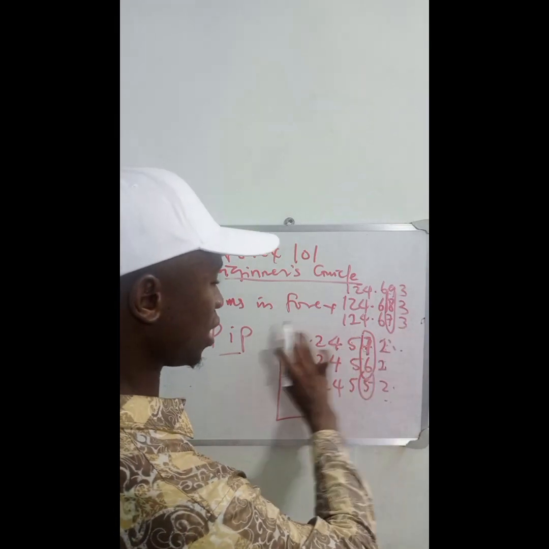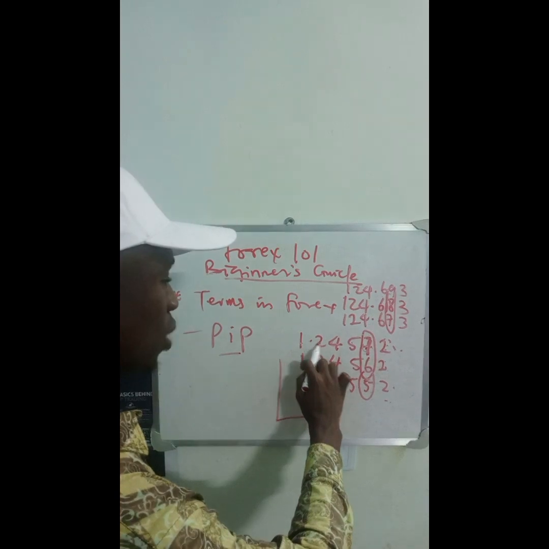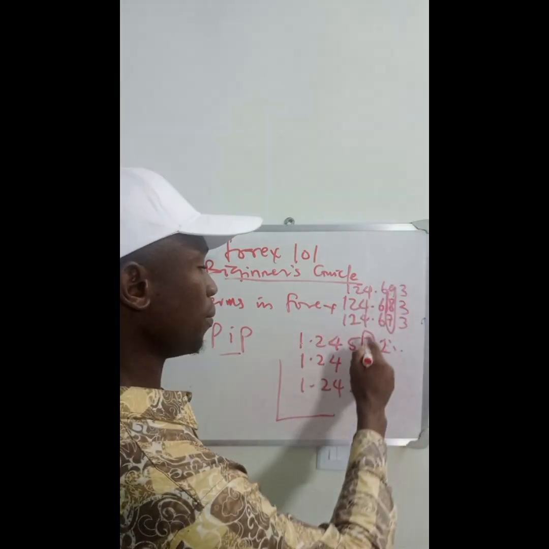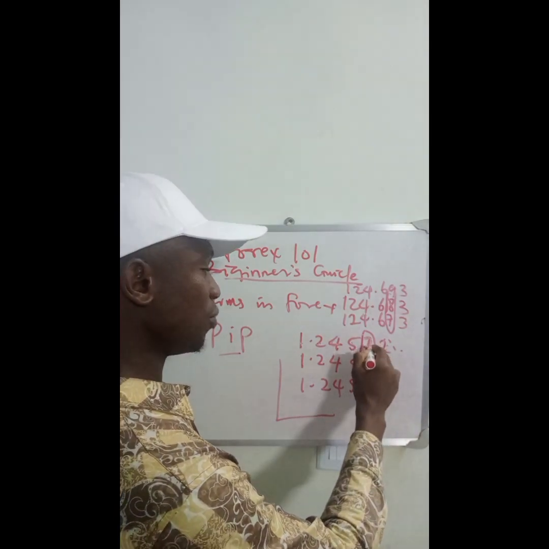1.12345, you see it's lengthy. Just check the fourth value here. The count 1, 2, 3, 4 here becomes the value you pay attention to. So the pip is the movement of this value here.